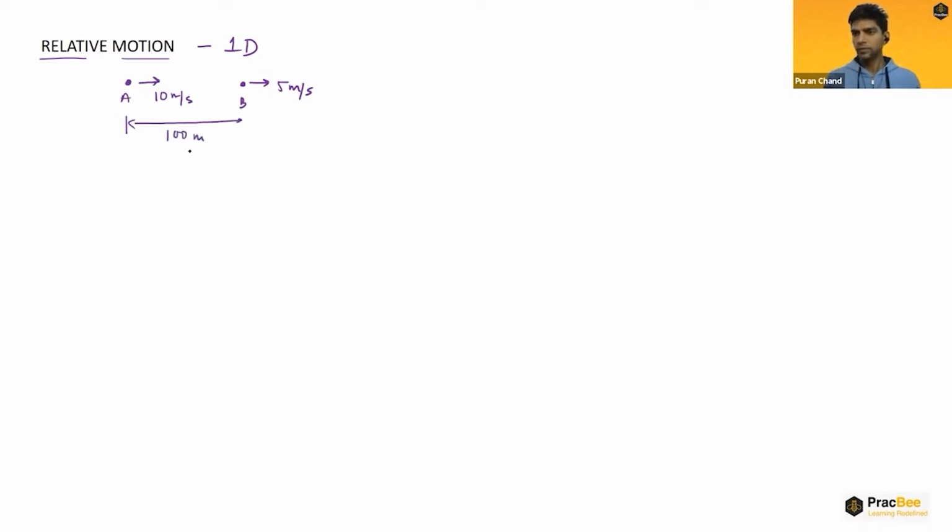So if we want to find the velocity of B with respect to A, we can write it like this. This is known as the velocity of B with respect to A. Now we are observing B with respect to A, so your A will be at rest, right? So the velocity of B with respect to A will be written mathematically as VB minus VA, right?